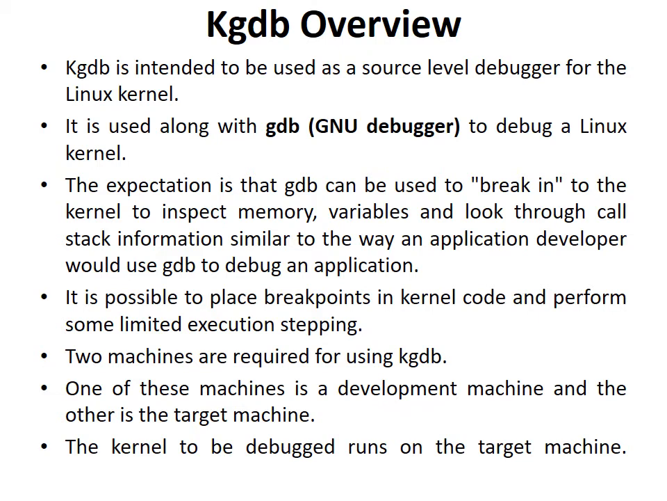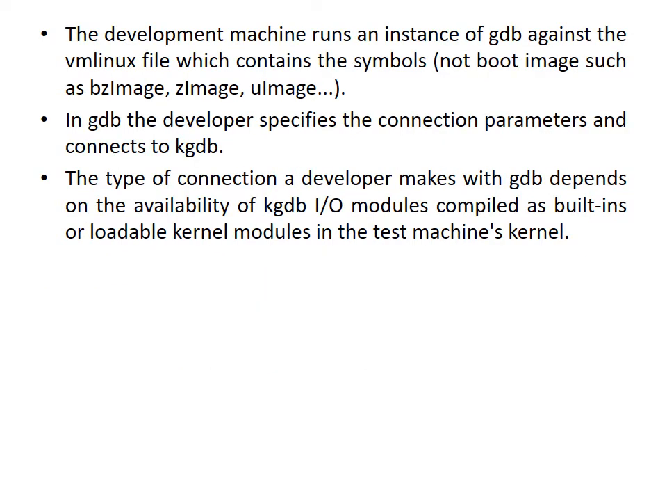That means the machine which is considered the development machine runs an instance of GDB against the vmlinux file, which contains symbols, not a boot image such as bzImage, zImage or uImage. In GDB, the developer specifies the connection parameters and connects to KGDB. The type of connection developers make with GDB depends on the availability of KGDB I/O modules compiled as built-ins or loadable kernel modules in the target machine kernel.